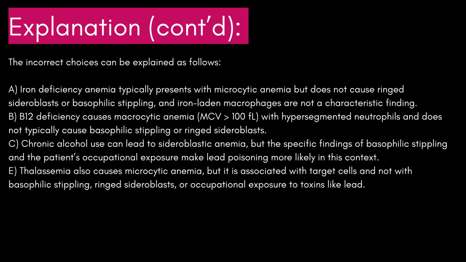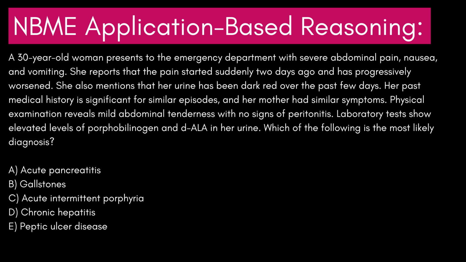All right, now that we have covered this question, let's move on to look at the next question. A 30-year-old woman presents to the emergency department with severe abdominal pain, nausea, and vomiting. She reports that the pain started suddenly 2 days ago and has progressively worsened. She also mentions that her urine has been dark red over the past few days. Her past medical history is significant for similar episodes, and her mother had similar symptoms.